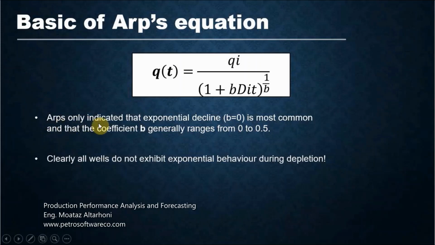Arps only indicates the exponential decline, b equal to 0 is most common, and that coefficient b generally ranges from 0 to 0.5. But if we need to apply the exponential, the b will be equal to 0, and we can get another equation by cancelling this b to 0, and the mathematical equation will change, and we will see that.